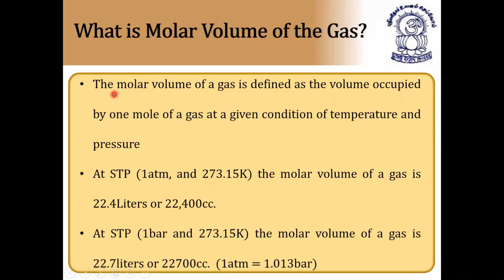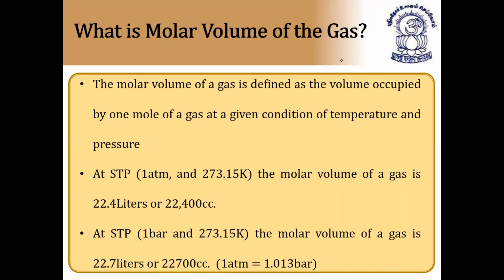Next, what is the molar volume of a gas? The molar volume of a gas is defined as the volume occupied by 1 mole of a gas at a given condition of temperature and pressure. At STP, the molar volume of a gas is 22.4 liters, because 1 mole of a gas at STP occupies 22.4 liters, or 22,400 cc, or 22,400 ml. STP means 1 atmosphere and 273.15 kelvins, or 1 bar and 273.15 kelvins. It is slightly higher, 22.7 liters, because 1 bar is equal to 0.98 atmospheres.